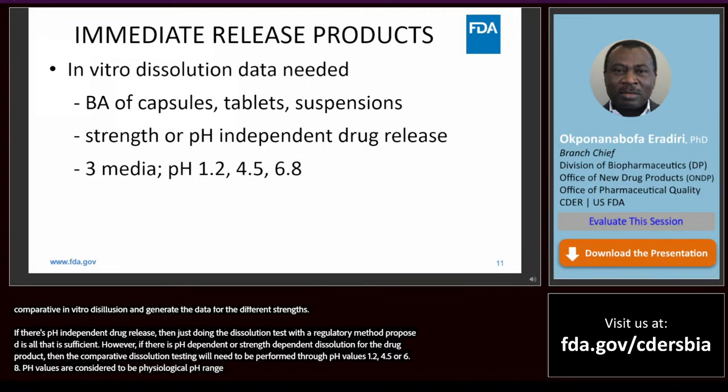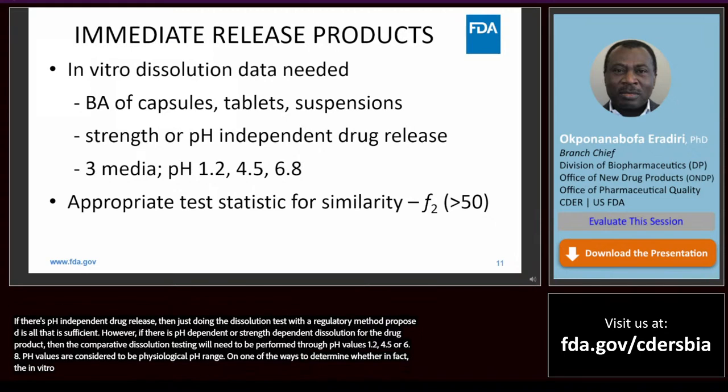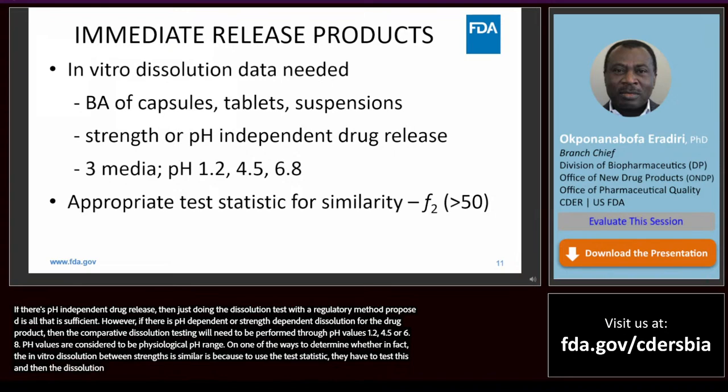And one of the ways to determine whether the in vitro dissolution between strengths is similar is to use the test statistic, the F2 test. Once the F2 is greater than 50, then the dissolution data is said to be similar across strengths.